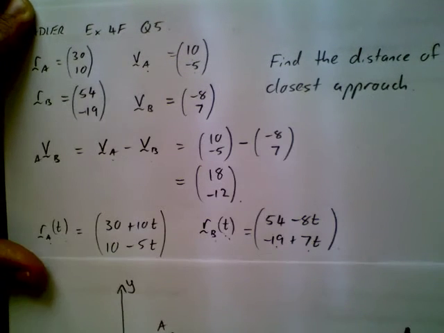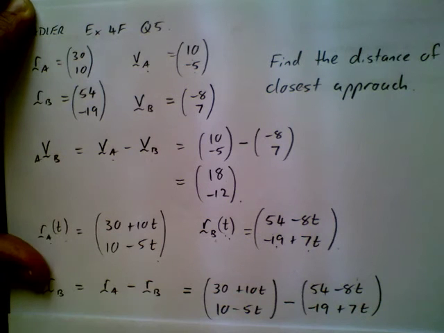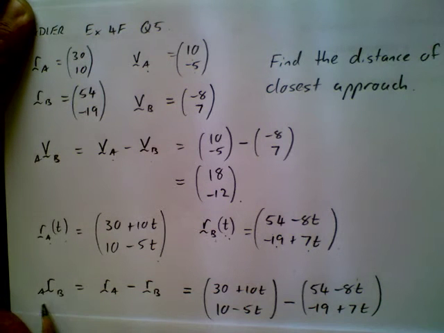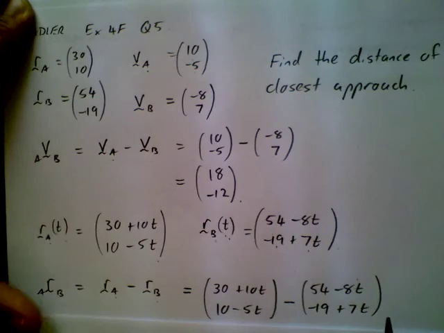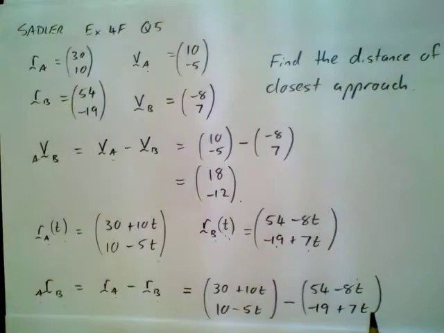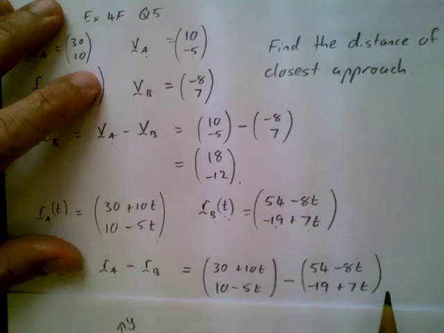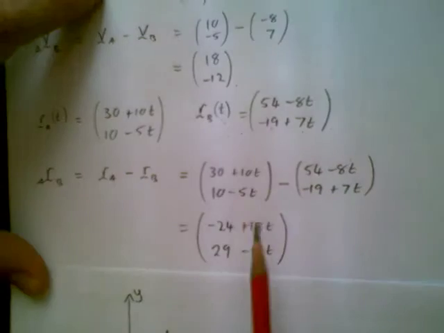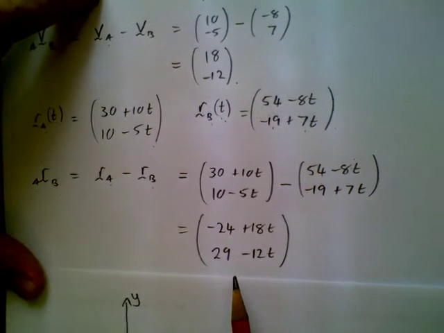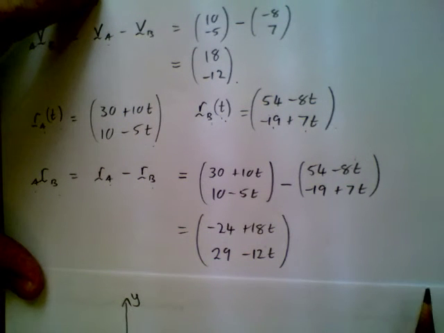So doing that, we have position vector of A relative to B will just be position vector of A take position vector of B. So it'll be this vector here, take away this vector. And performing that calculation, we get negative 24 plus 18t and 29 take 12t.